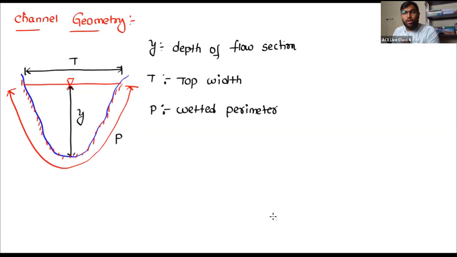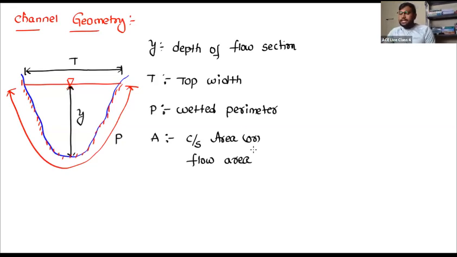Once you know the cross-section shape, can't you find out the area? If I say this is going to be a rectangle, then you can find out the area, where A is the cross-section area or flow area. So these are the channel geometry details we require: the depth of flow, top width, wetted perimeter, and cross-section area. Now, from this, we are going to get two hydraulic parameters.